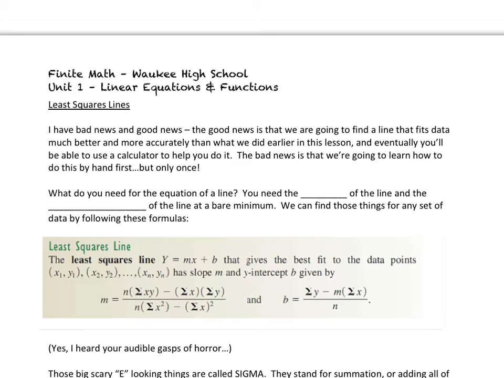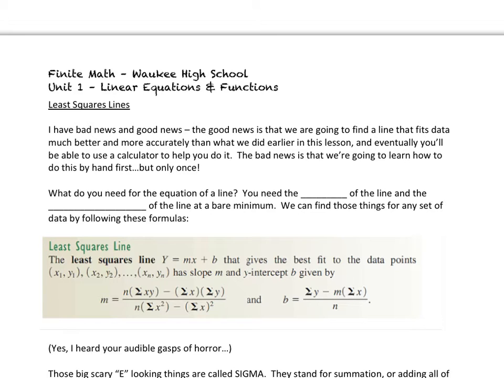in this lesson. Now eventually you're going to be able to use a calculator to help you do it, and by eventually I mean almost right away. The bad news is I'm at least going to show you sort of the formulas that go with this at first, and they're not very pretty, as you can already maybe see on the screen.